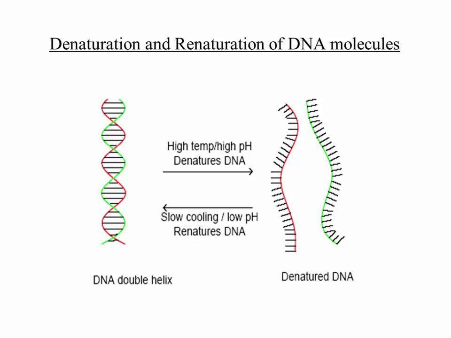But if you subject double-stranded DNA to high temperature or a high pH, which means what? Very... Yeah, that's right. pH less than 7 is acidic, pH more than 7 is basic. Then it will denature the DNA. The double-stranded DNA becomes single-stranded. But then when you remove this, either you cool it or you lower the pH, you make it more acidic, then again it forms a double helix.